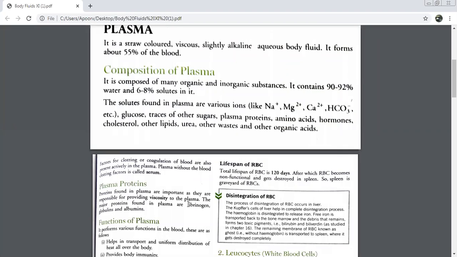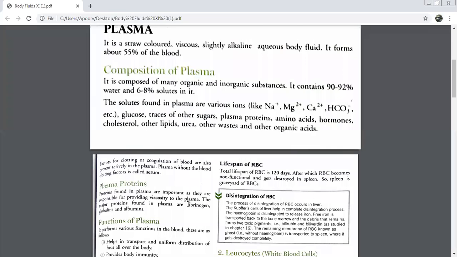So just now we did the term viscous, and we said it is thicker. Now this is a term which is called viscosity. What is viscosity? It is actually the property by which fluids show resistance to flow. So the thicker they are, the more resistant they will be to flow, the more slowly they will flow. This property is called viscosity.